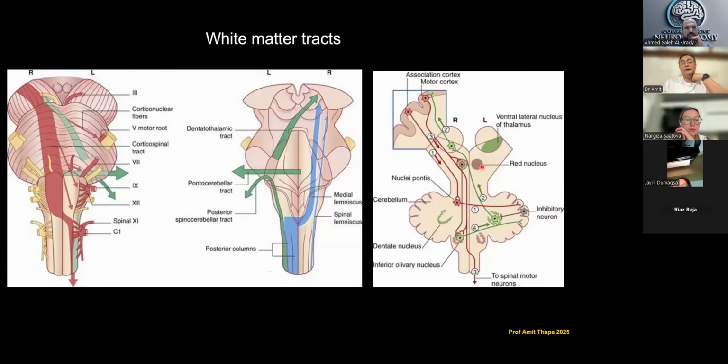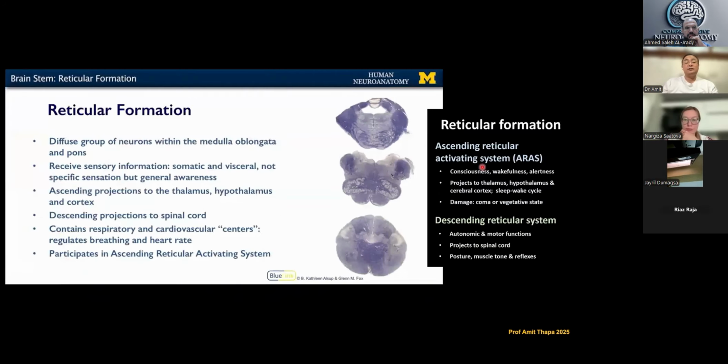So white matter tracts, as we've already mentioned, there are many tracts going up and down the whole thing. And if you think that this is still confusing, the other thing is the reticular formation, which we all know is the diffuse group of neurons within the medulla oblongata and the pons. They serve the function of consciousness, wakefulness, and alertness. And they have two pathways, the ascending reticular activating pathway and the descending reticular system. They have respiratory and cardiovascular centers, which regulate the breathing and the heart rate, and they participate in activating the brain so as to give the form of consciousness and wakefulness.